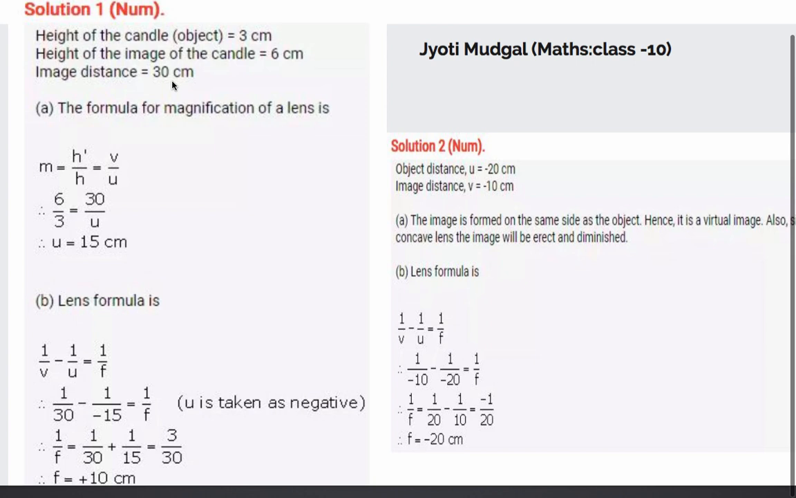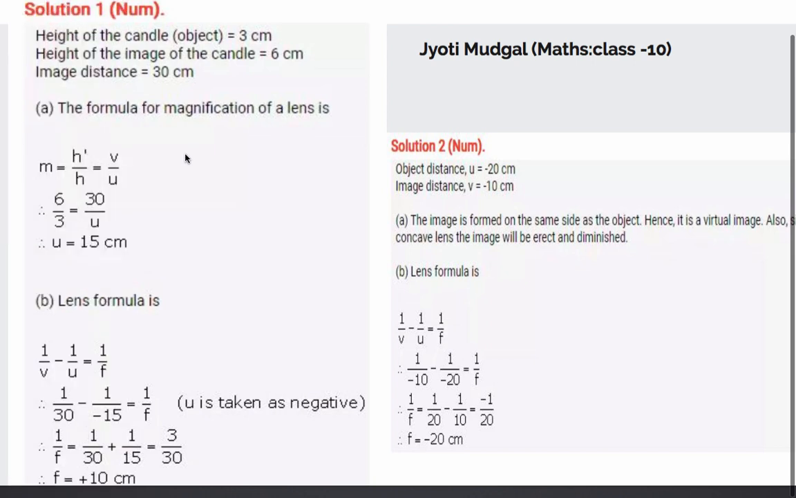Now let's continue further. The question is asking us two things. One, at what position a candle of length 3 centimeter must be placed, which means u. And also, second, we are asked to calculate the focal length of the same lens.